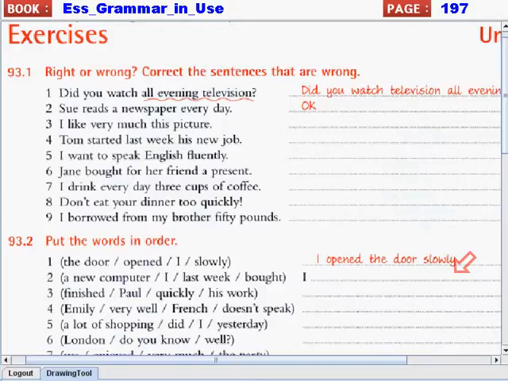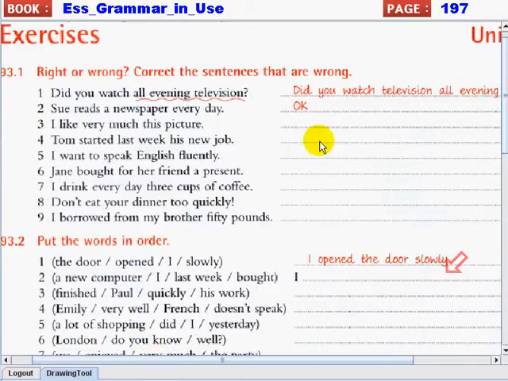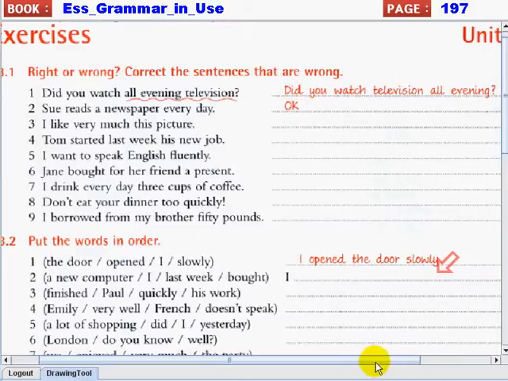Now in exercise 93.1, I want you to put whether the sentence is right or wrong. We have to correct the sentences that are wrong. If it's wrong, if it's not okay, like in number 2, we have to correct it, okay? Alright, let's have an example. Did you watch all evening television? Of course, this is not right. So, our sentence should be, did you watch television all evening?